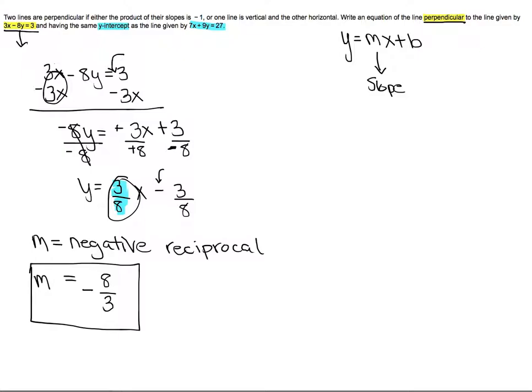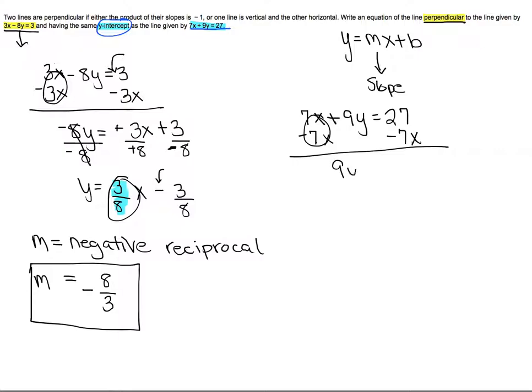Now I'm going to find the y-intercept of my line. And the problem tells me that my y-intercept is going to have the same y-intercept as this line. So I'll take that line, which is 7x plus 9y equals 27. And I'm going to write it in y equals mx plus b form. So first we'll subtract the 7x from both sides, and we get 9y equals negative 7x plus 27. Next, we'll divide by 9 to isolate the y.